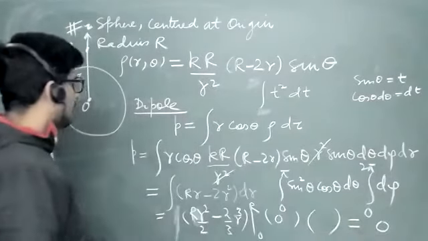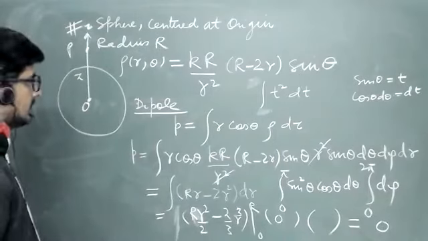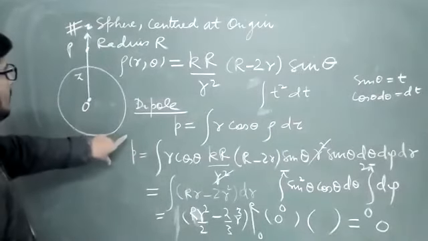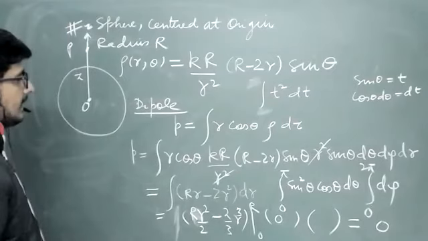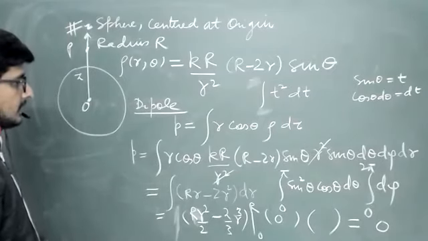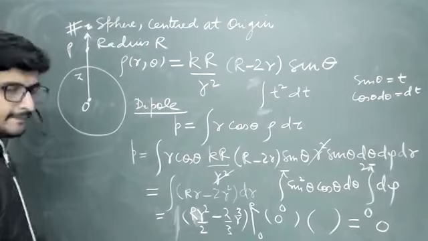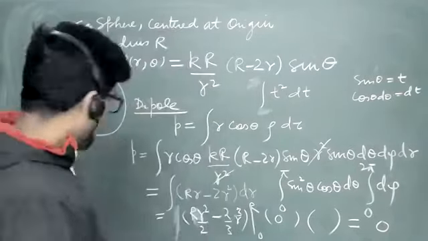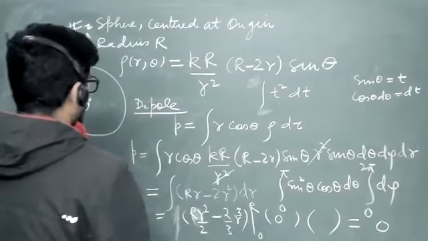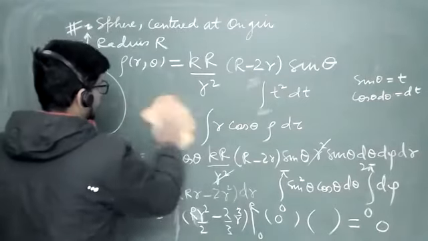So contribution of dipole potential is also 0. So this is not giving any monopole term in potential, not giving any term in dipole potential. Okay bhai? And third we should go for quadrupole.